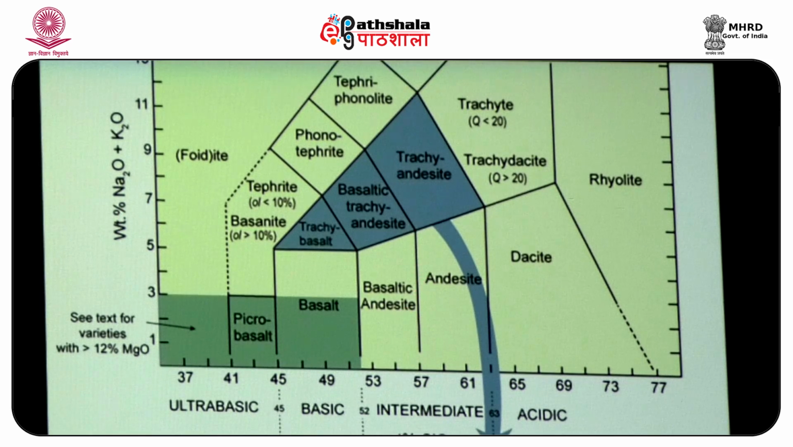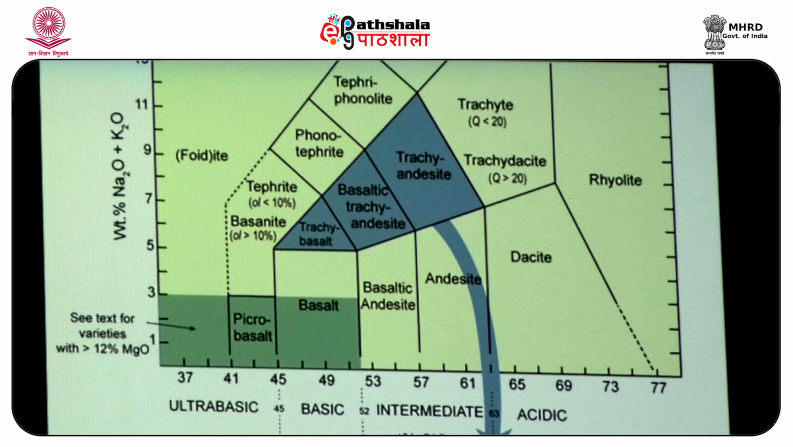plus K2O. And then dacite, you can see that it goes from 63% and up to 73 or 75%, so it is called dacite. And when you come here, rhyolite is a very, very high silica rock, and it has very high Na2O plus K2O.